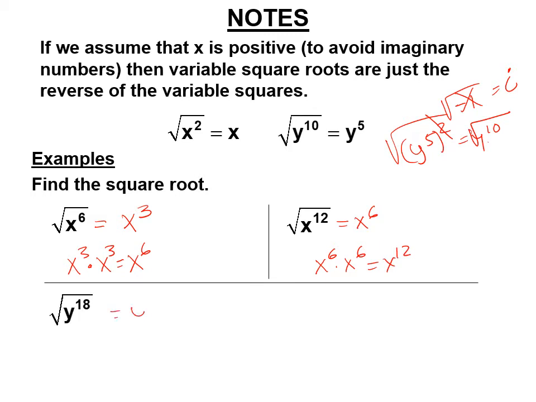So this must be y to the 9th. So what's the pattern? Yes, you're dividing the exponent by 2 here, but really it's y to the 9th squared backwards. Okay.